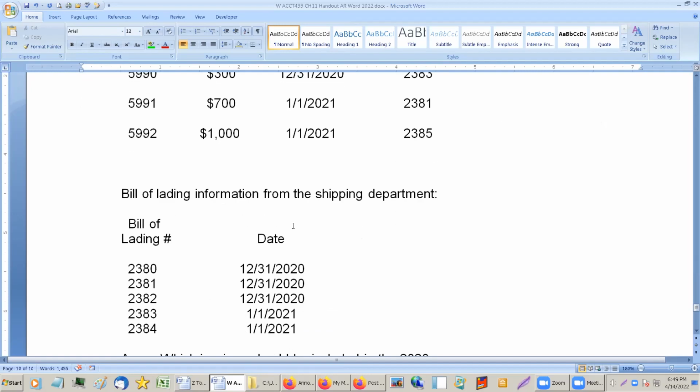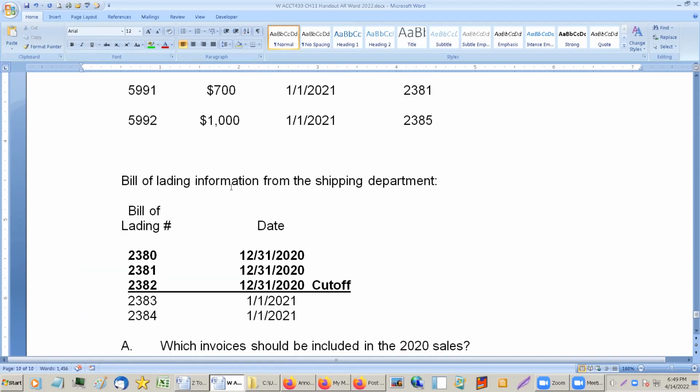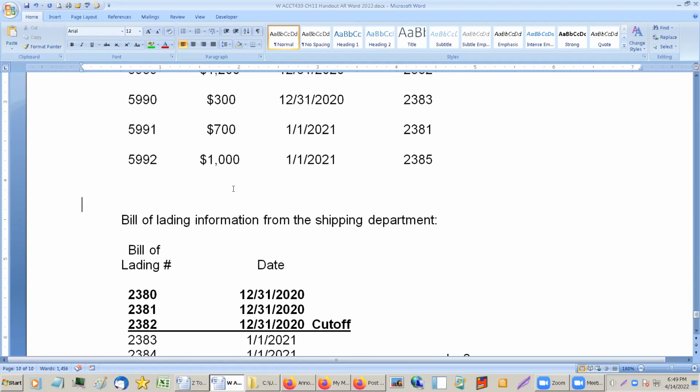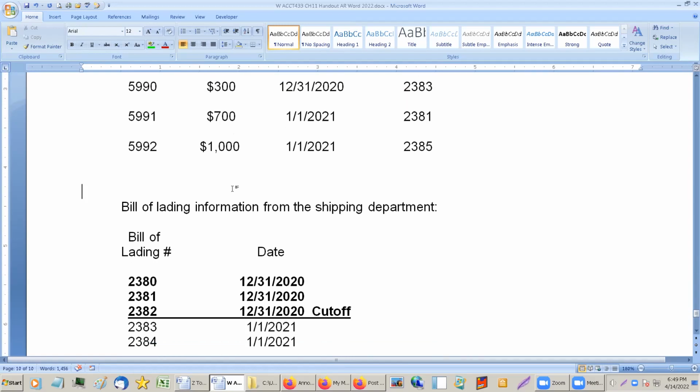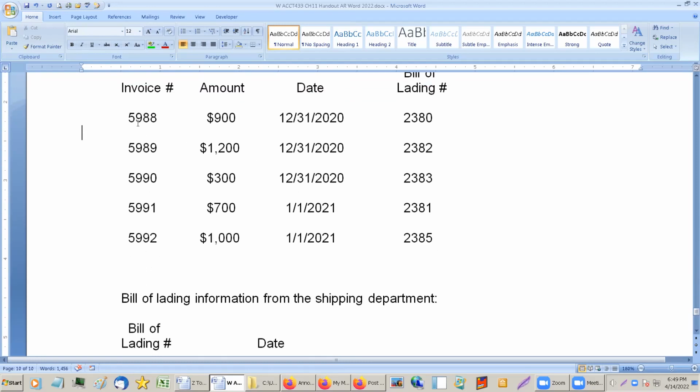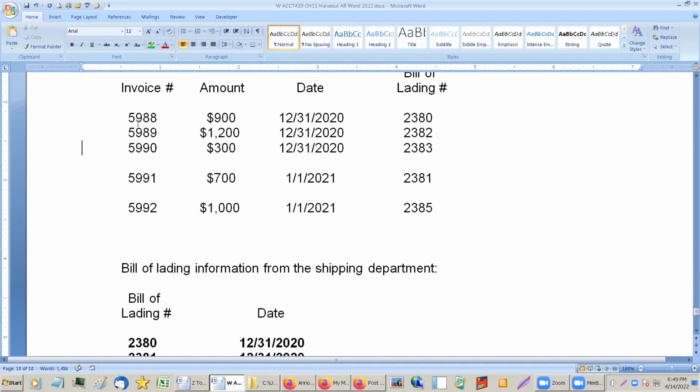And again, this is where you're going to get the cutoff for those things that are sold. This is the cutoff. I want to separate these out like that.